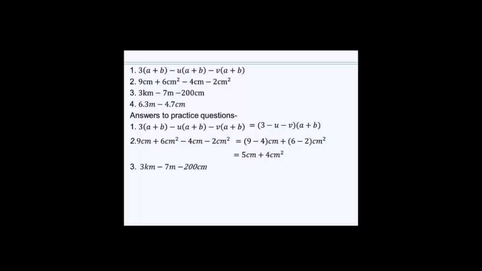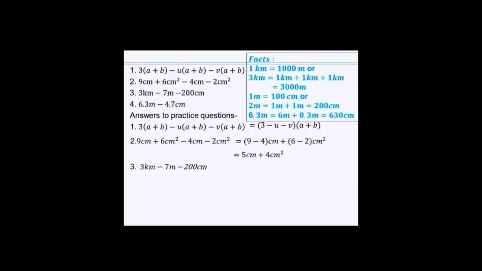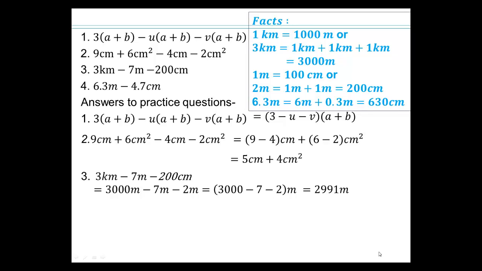In the third one, we'll have to convert. So we have 3 kilometers, which is the same as 3,000 meters, like we've seen before. 7 meters, and 200 centimeters is 2 meters. And now they're all in meters, and so we can solve this problem accordingly. Do the last one on your own.